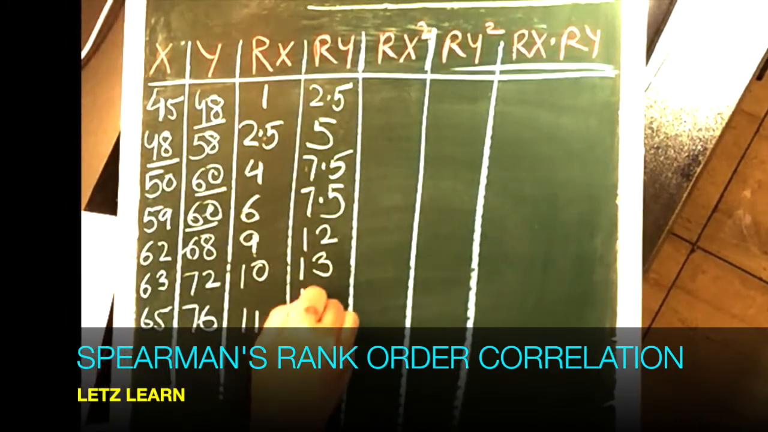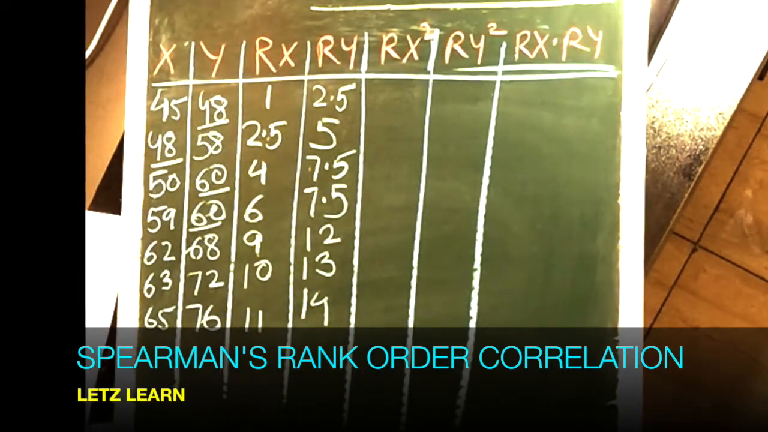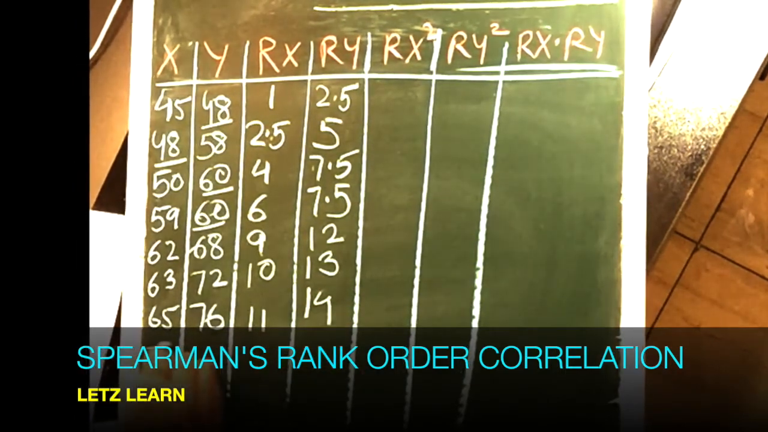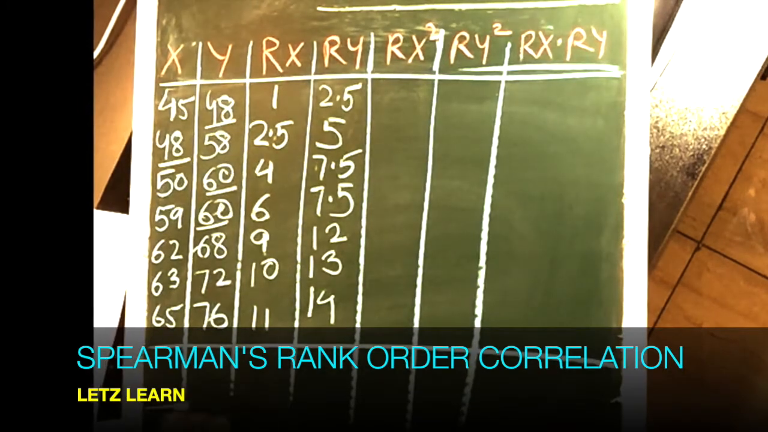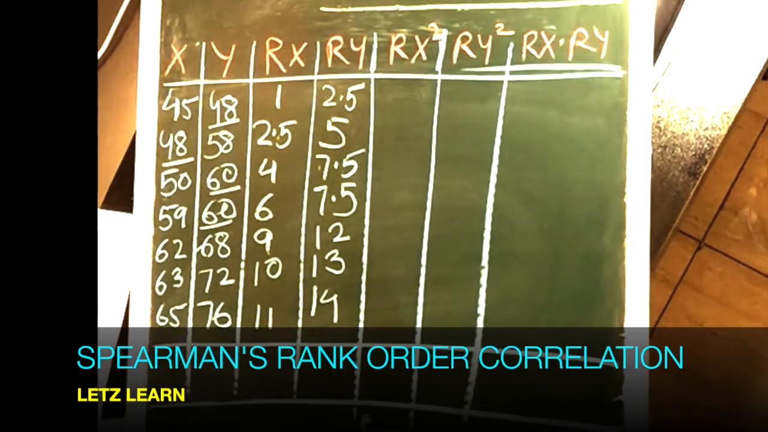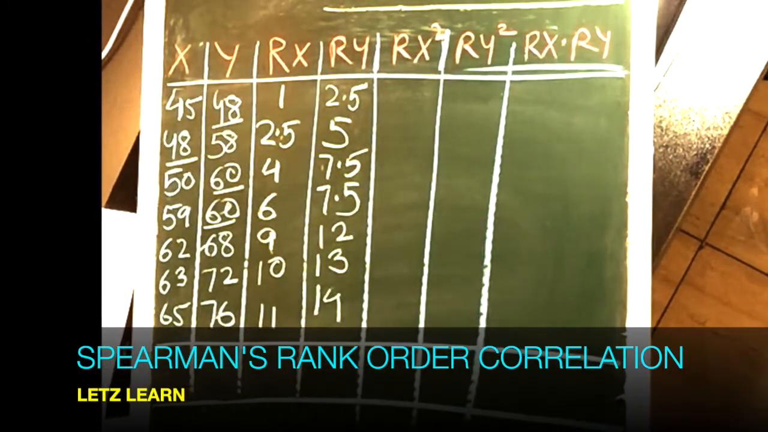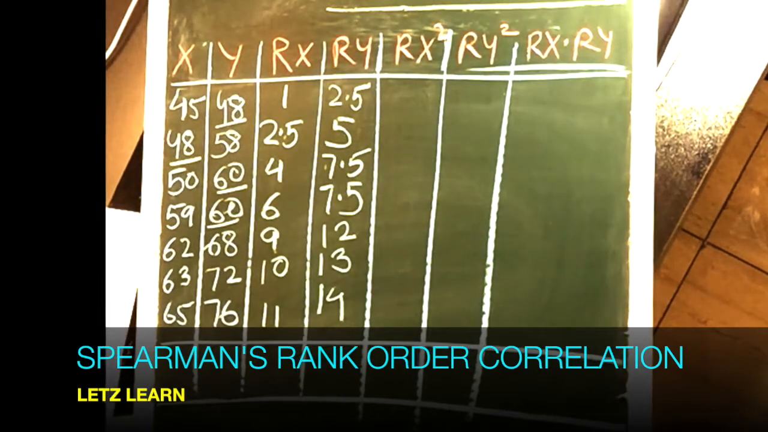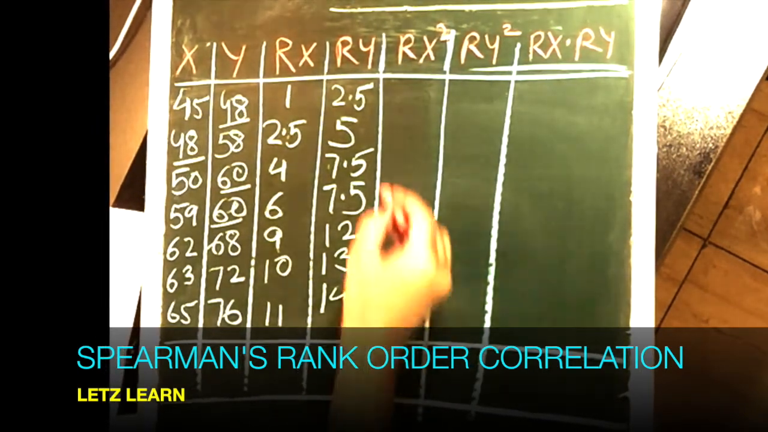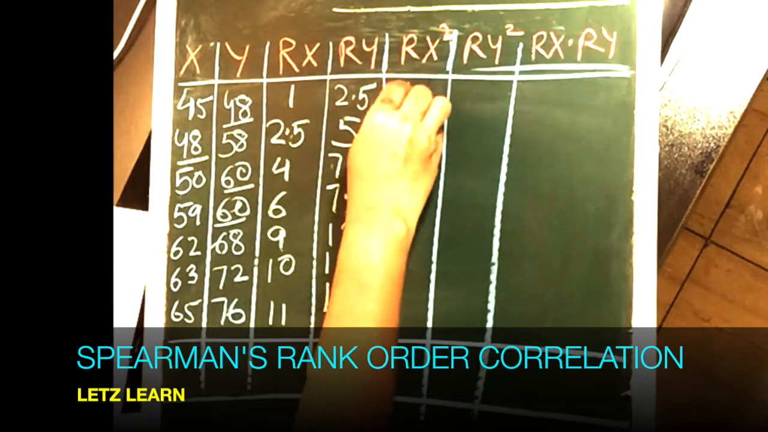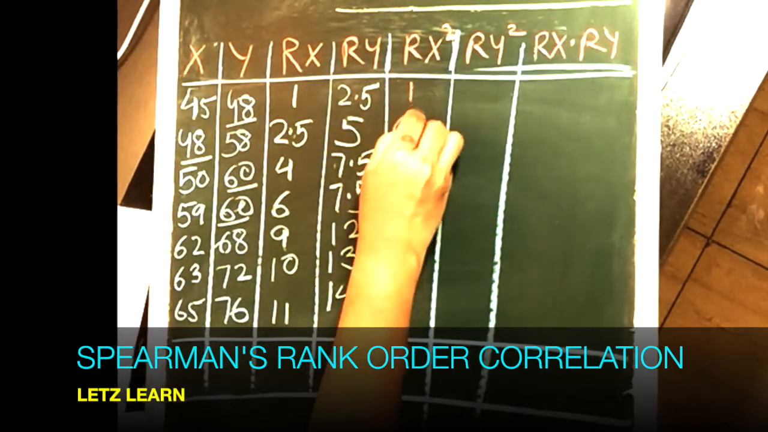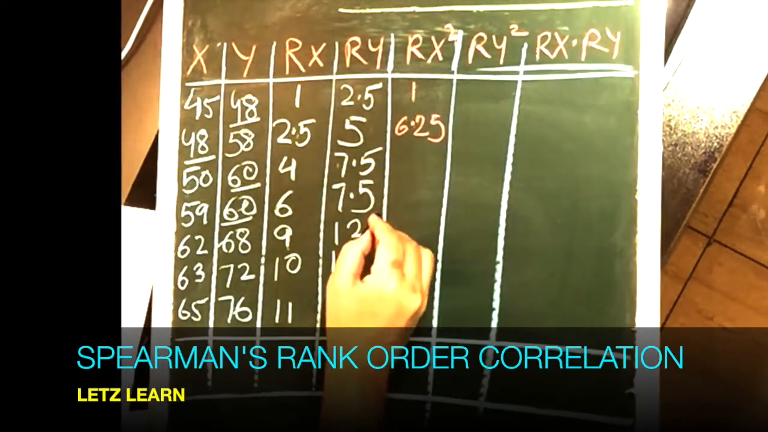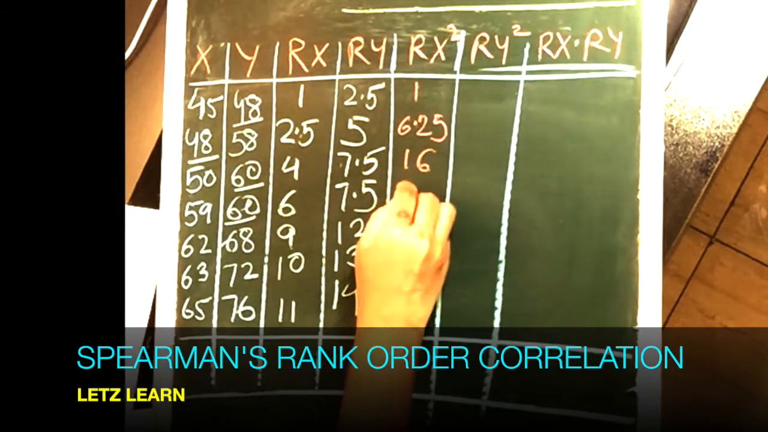So after we are done with the first 4 columns, the 5th and 6th columns are nothing but the square of the ranking of x and the ranking of y. So the fifth column is Rx square and the next column is Ry square. So we'll quickly do the square of each of the values here and place it in the table.